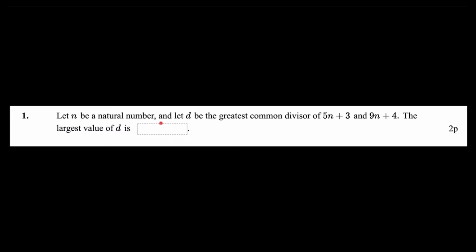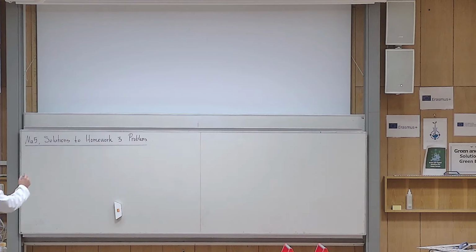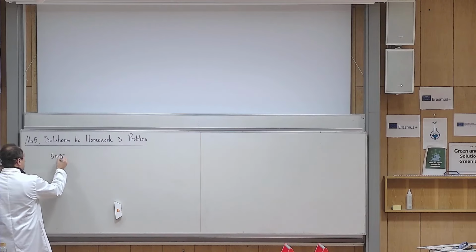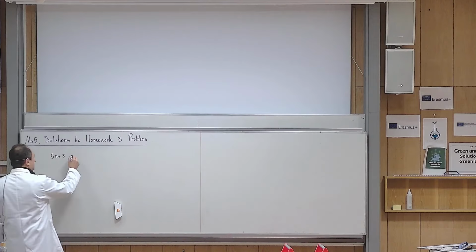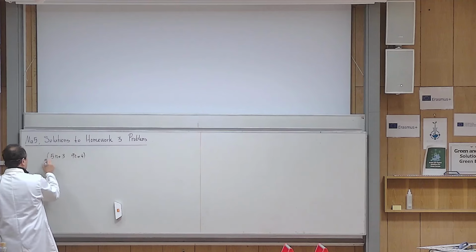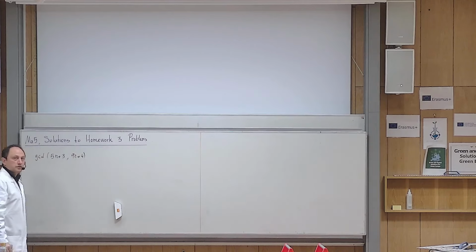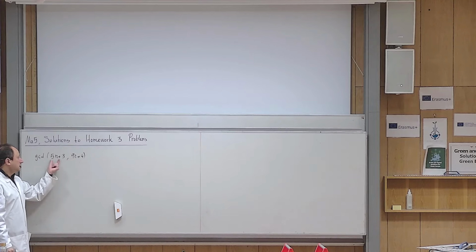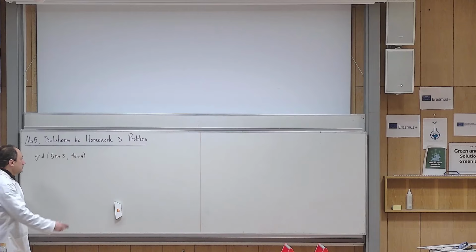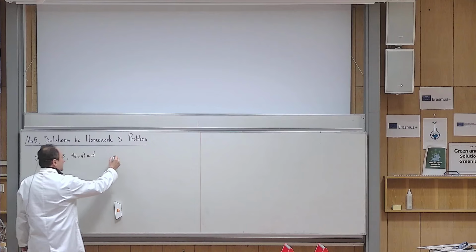Let n be a natural number and let d be the greatest common divisor of 5n plus 3 and 9n plus 4. The largest value of d is equal to, we are supposed to find the largest value and put it here. Okay, so the numbers that I have are 5n plus 3. N is an arbitrary natural number, and the other one is 9n plus 4. I want to look for the greatest common divisor of these two numbers. I want to see what is the largest possible value for this GCD if n is an arbitrary but not pre-assigned number. Okay, so I don't know what that is, so I call it D, and I want to find D.